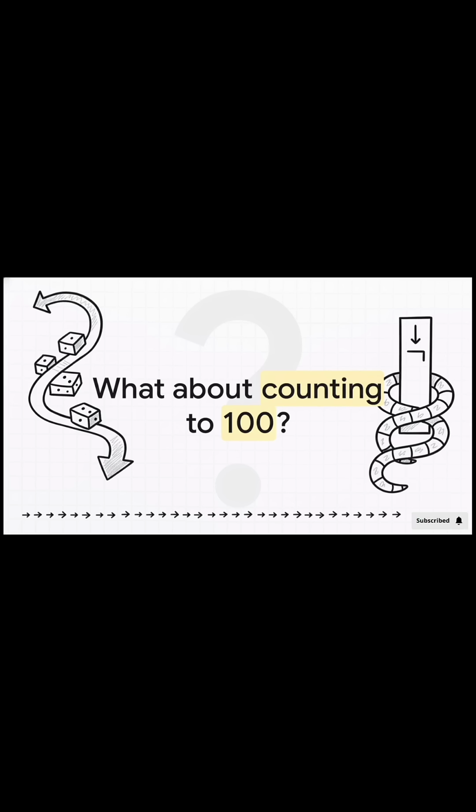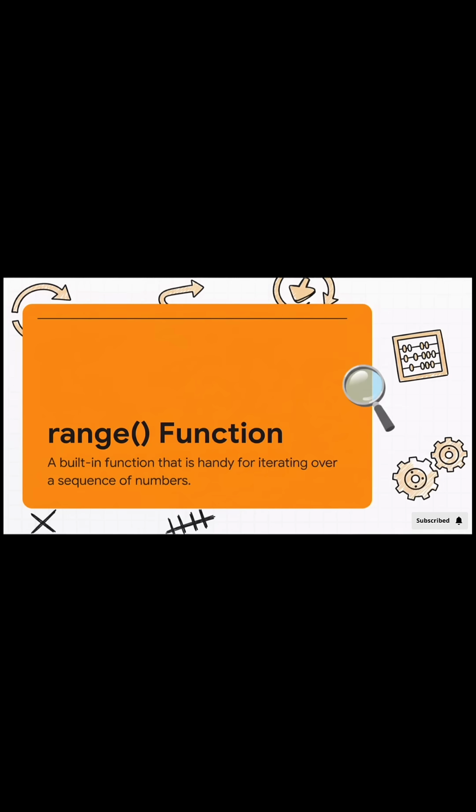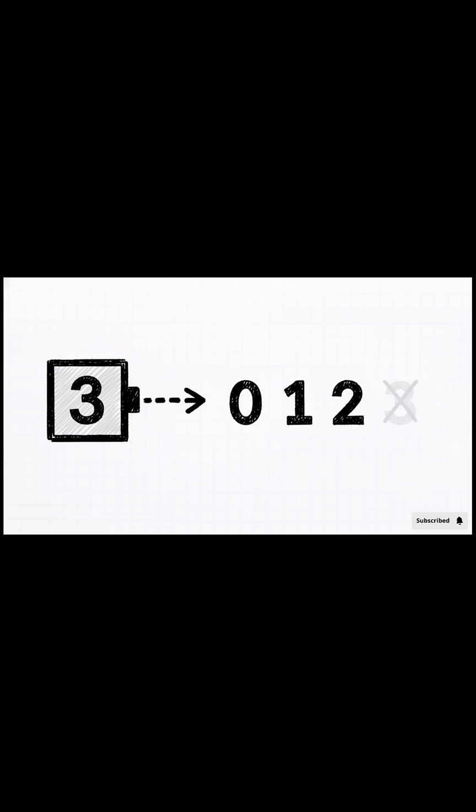Okay, but what if you don't know exactly when to stop? That's where our second tool comes in. And that's the while loop. It just keeps going as long as a certain condition stays true. So in this example, the loop will run as long as our little counter is less than 3.